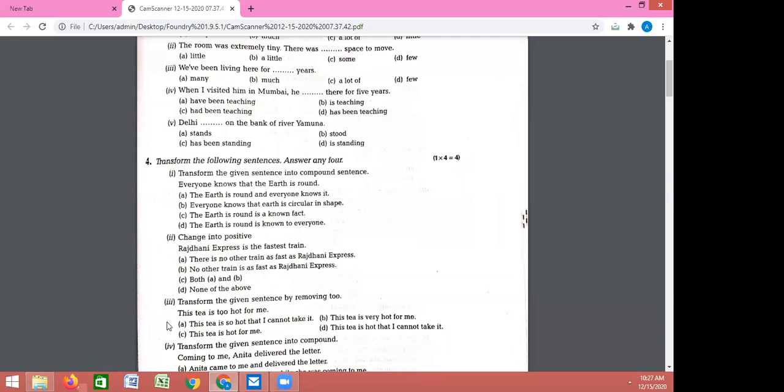There is no doubt. Now let's move to the next, transform the given sentences by removing too. The tea is too hot for me.